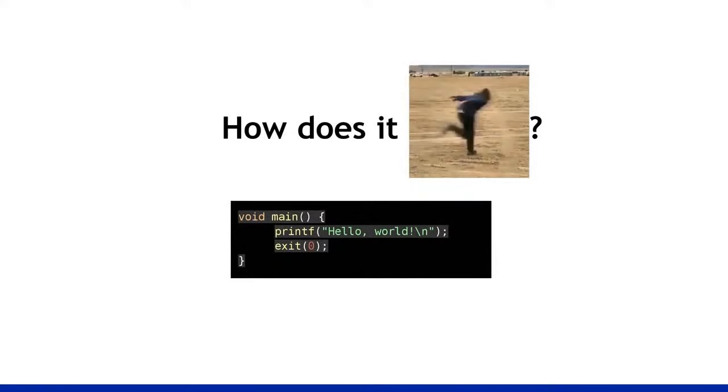So, can anyone tell me how this code runs? There's nothing else to this code. It's literally just these 3 lines. If you try to compile this code and run it, how does it run? Why does it run?